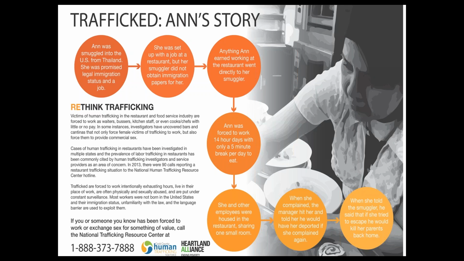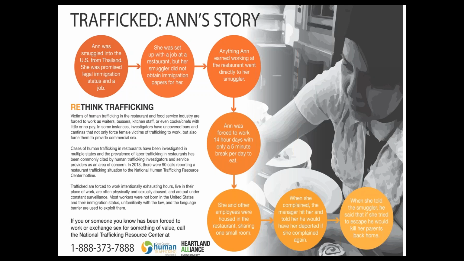Anne's story is one of the many ways it can happen. Anne was smuggled into the U.S. from Thailand. She was promised legal immigration status and a job. She was set up with a job at a restaurant, but her smuggler did not obtain immigration papers for her. Anything Anne earned working at the restaurant went directly to her smuggler.